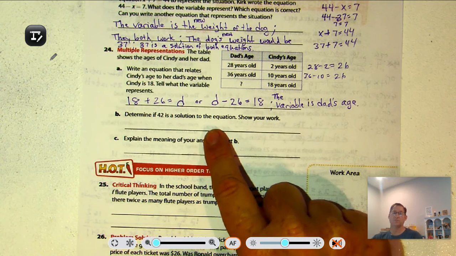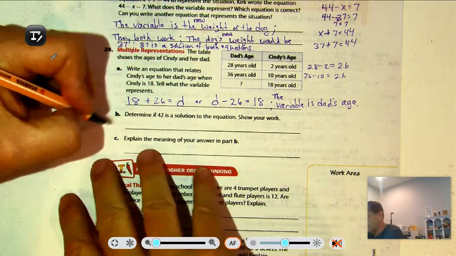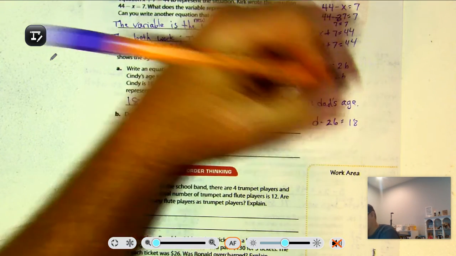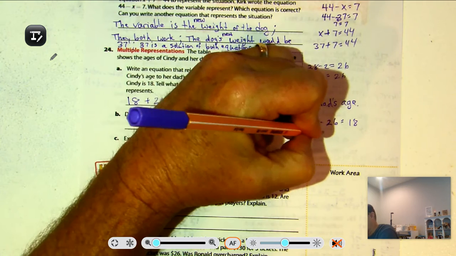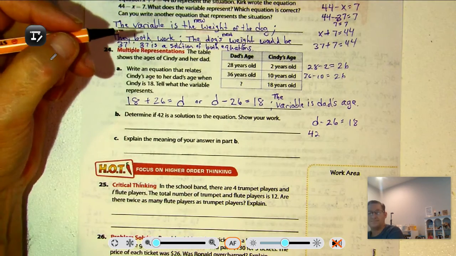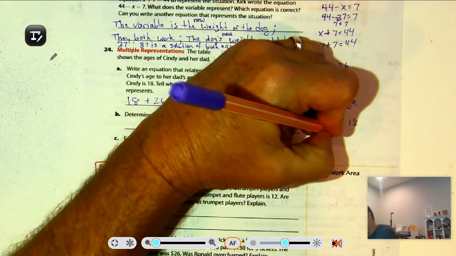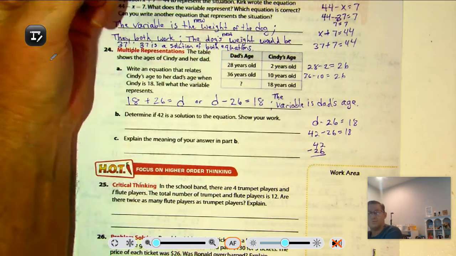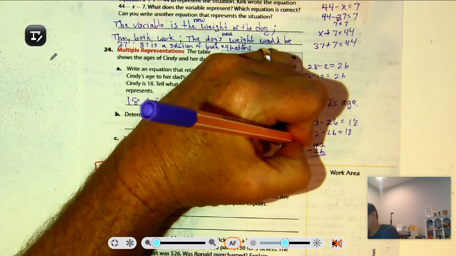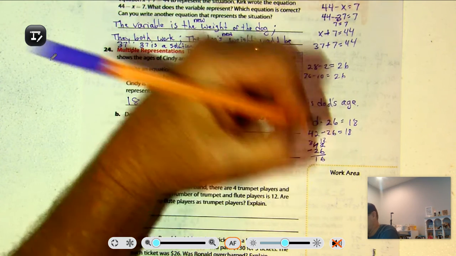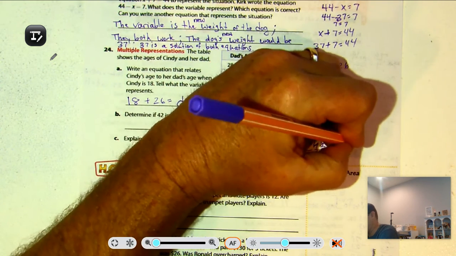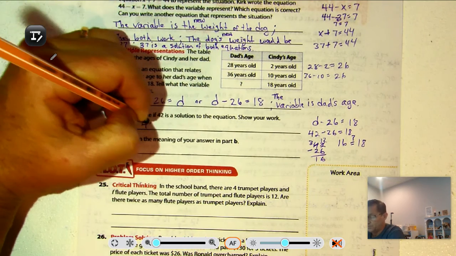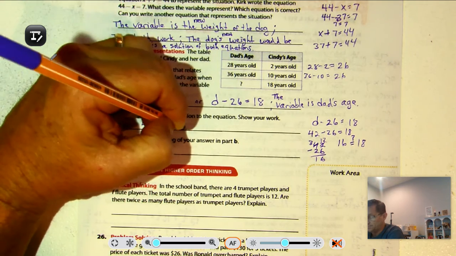So is 42 a solution to the equation? I'm going to substitute 42 for D. Does that give me 18? Well, 6 taken from 2, can't do that, so let's regroup. That gives me 16. So no, 42 is not a solution.